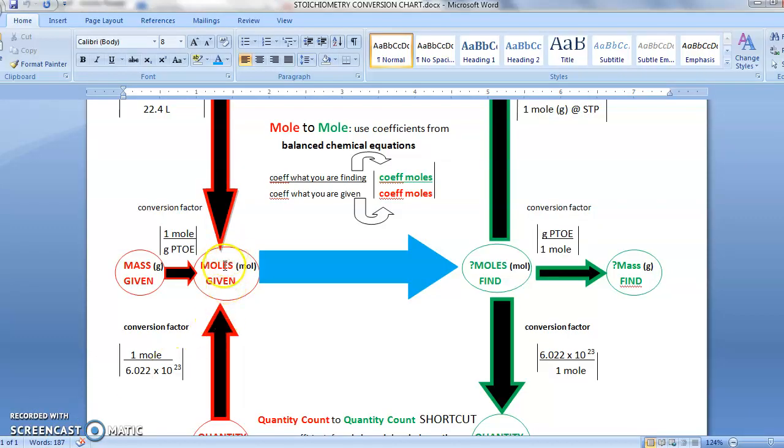Next, I need to take a look at what I need to do for the mole to mole portion. I now have moles of octane, C8H18. I need to convert that to moles of CO2. It says put the coefficient from the chemical equation in front of moles, and what I'm finding is on top. I need the coefficient from the balanced chemical equation of what I'm given on the bottom. This blue line is my mole to mole.